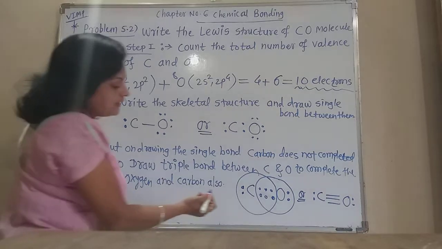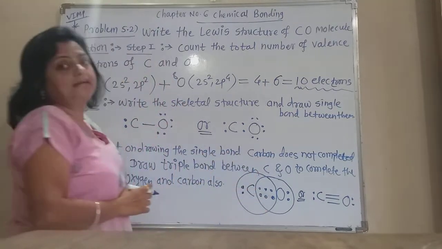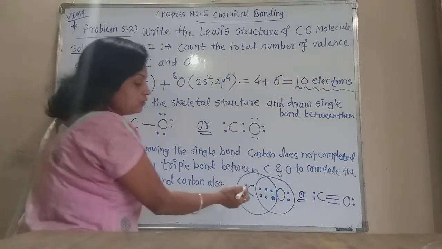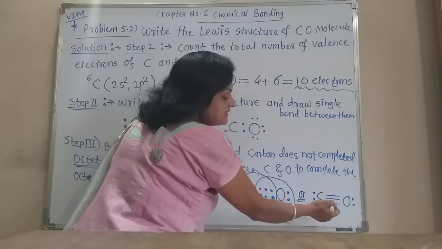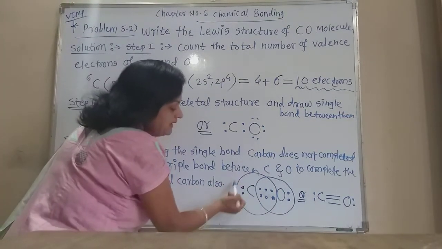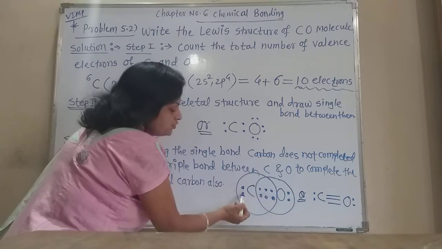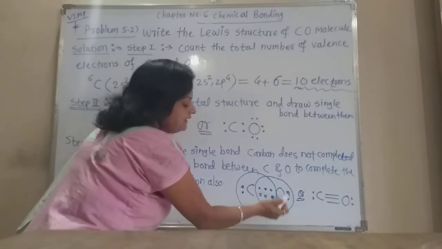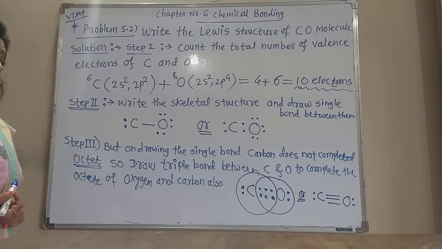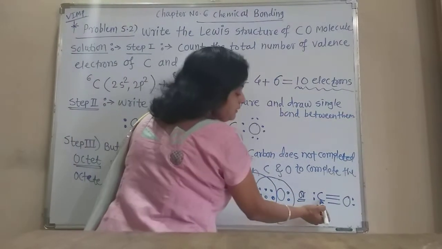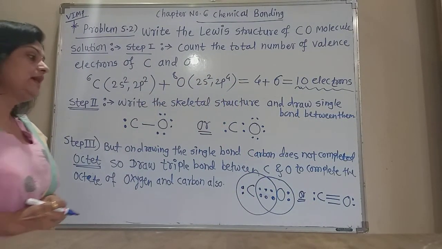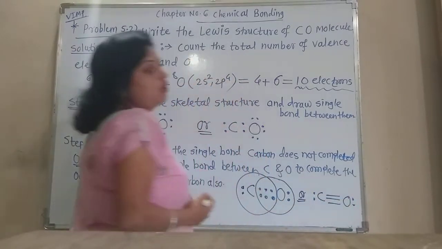Now see here, I put 6 electrons between carbon and oxygen. These 6 electrons mean there is a triple bond between them, and this carbon also completes its octet. This 6 plus 2, 8 electrons, oxygen also completes its octet. 6 plus 2, 10 electrons are there, both complete the octet. So there must be a triple bond between carbon and oxygen in the carbon monoxide molecule, and only one lone pair on each atom.